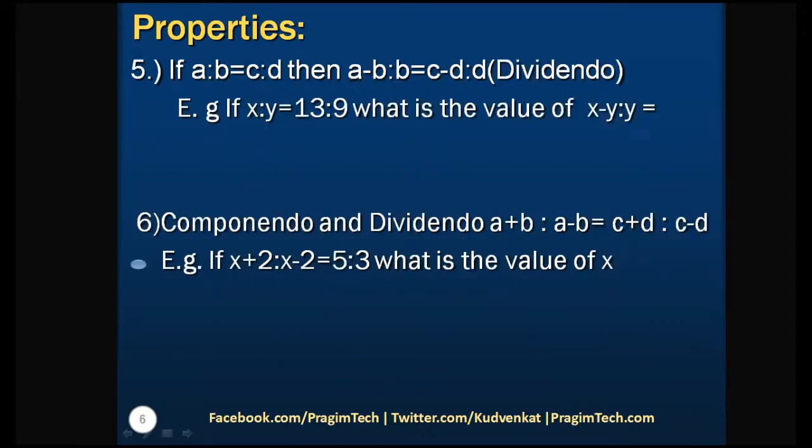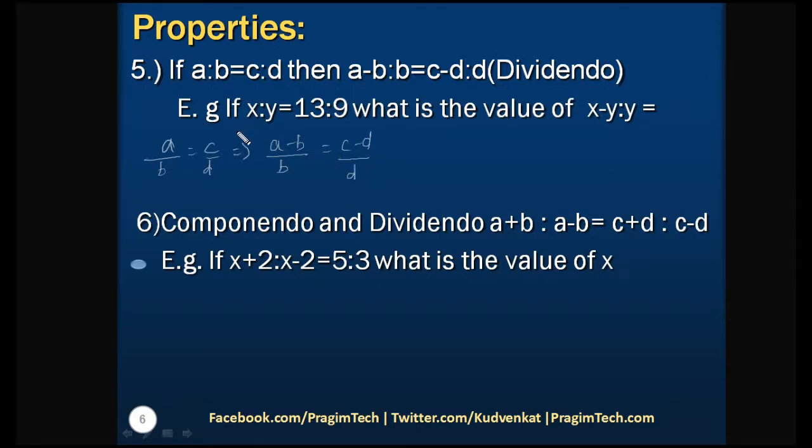Right, students? Now let's look into dividendo property. According to this, if A is to B is equals to C is to D, then A minus B by B will be equals to C minus D by D. That is, A by B is equals to C by D. We can write it as A minus B by B will be equals to C minus D by D.